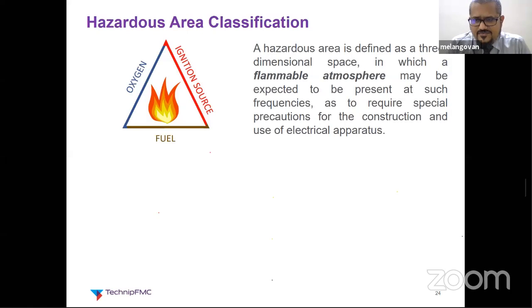So what ignition sources can I foresee? Any open flame. For example, I cannot place my diesel tank near a fire heater, let us say a furnace, because there is an open flame there.